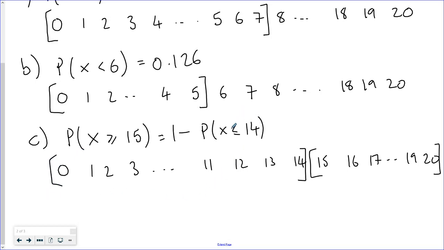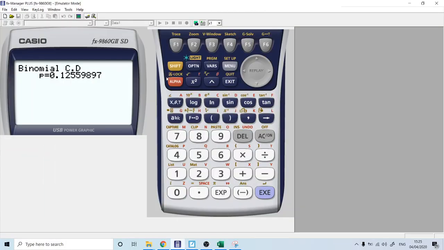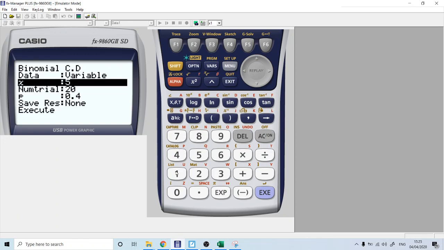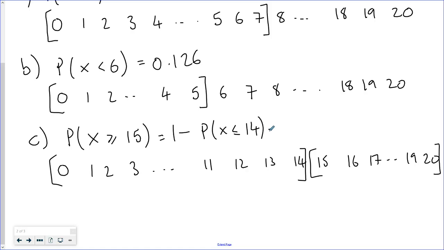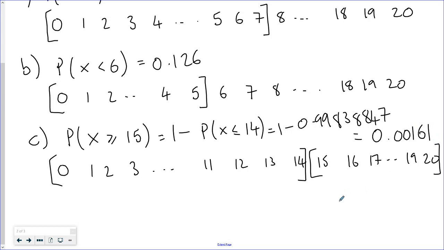So our calculators can do that because remember our calculators start at 0 and go up to a given value. So we're going to put 14 as our maximum value. And the calculator is going to add up all those probabilities from 0 up to 14. Now it's really important that you use the unrounded value of this number. So that's going to be 1 minus 0.99838847. And when we round that to 3 sig fig, we get 0.00161 to 3 sig fig.